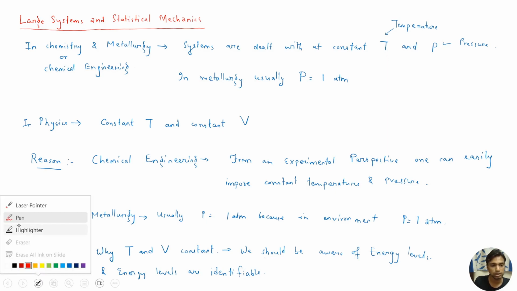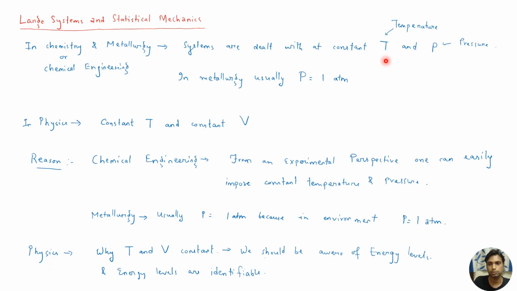This is because it is easy to impose the experimental conditions of constant temperature and pressure. In particular, in the field of metallurgy, the pressure is taken as 1 atmosphere because most of the minerals that you deal with are mostly available on the earth's surface, at which the pressure is 1 atmosphere. But in physics, we deal with systems with constant volume.